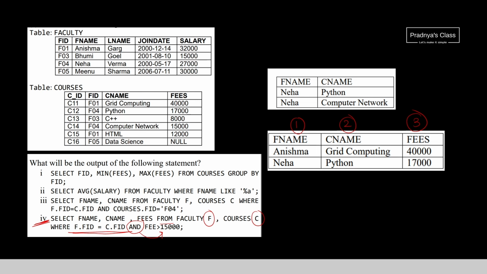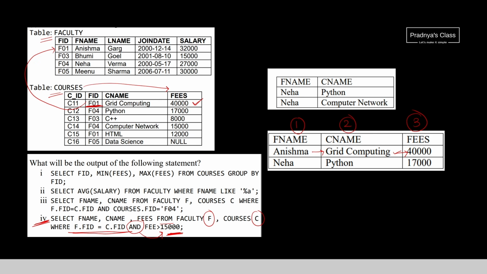C name and fees we will be getting from the courses table and F name we will be getting from the faculty. So let's try to match it. In the first record, the fees is 40,000, means it satisfies the criteria as it is greater than 15,000. For that fees, we will be printing C name, that is grid computing, and the name we will be getting from the faculty. Let's try to find out the name for this faculty F01, that is Anisha. So we got this record, Anisha, grid computing, and the fees is 40,000.